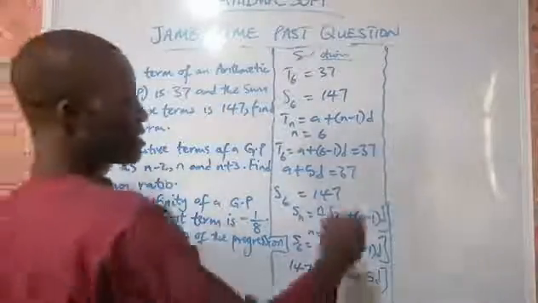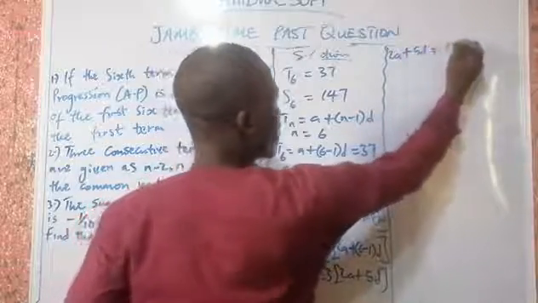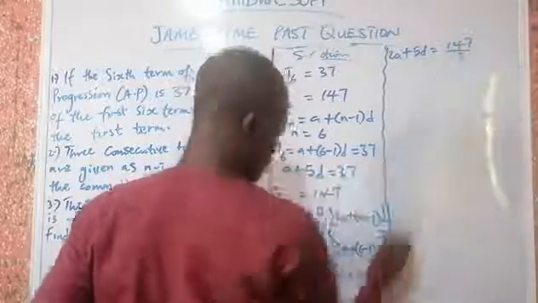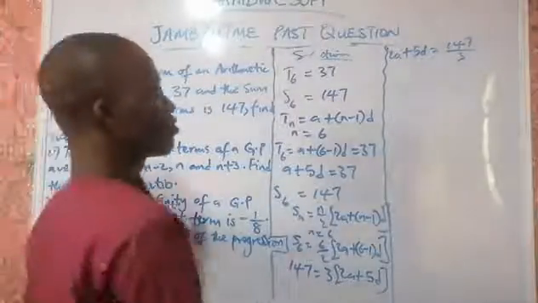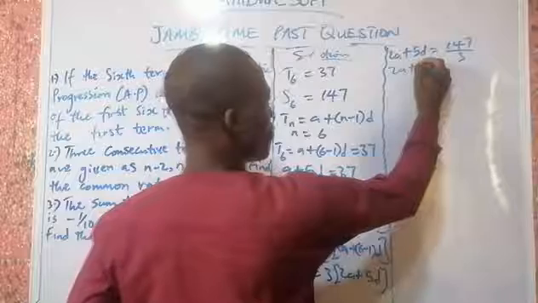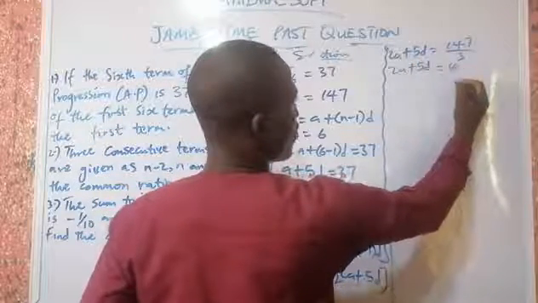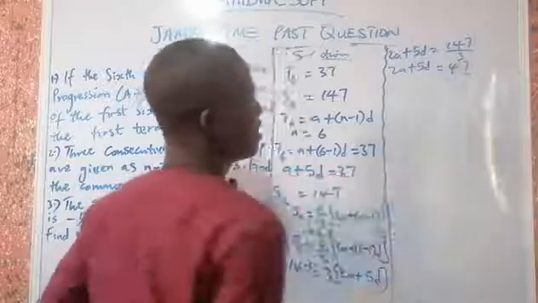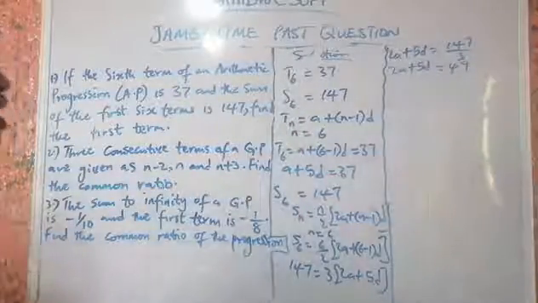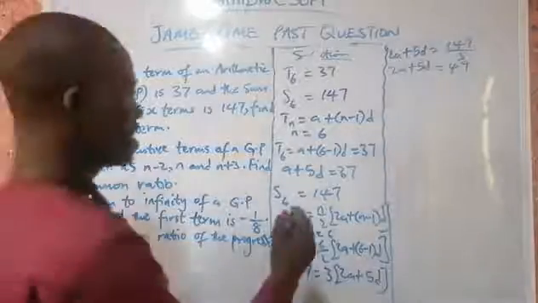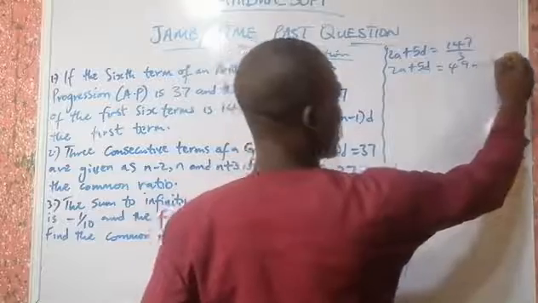So I can say that 2a plus 5d equals 147 divided by 3, since I'm dividing both sides by 3. That gives 49. I can make this my equation 2, and the earlier one my equation 1.